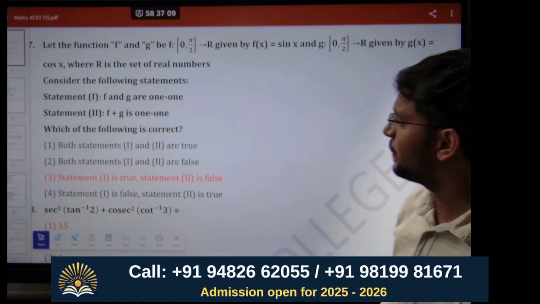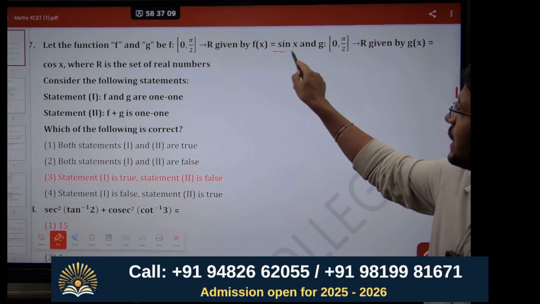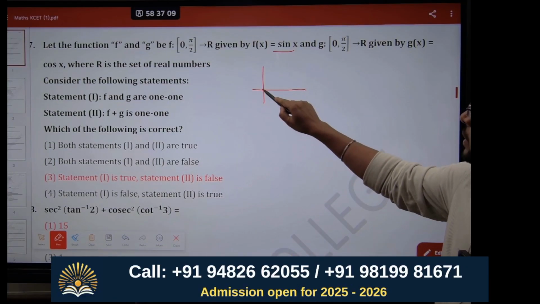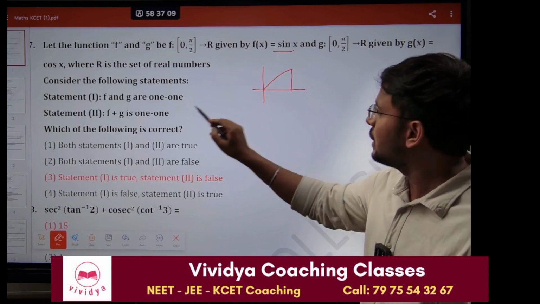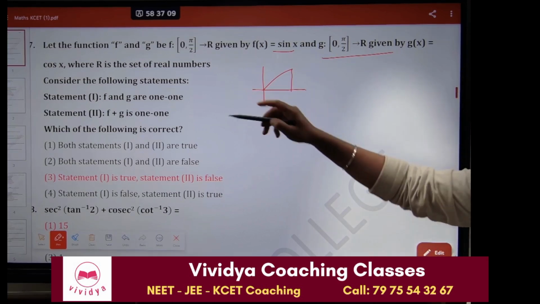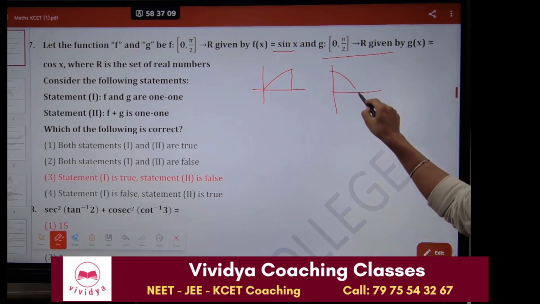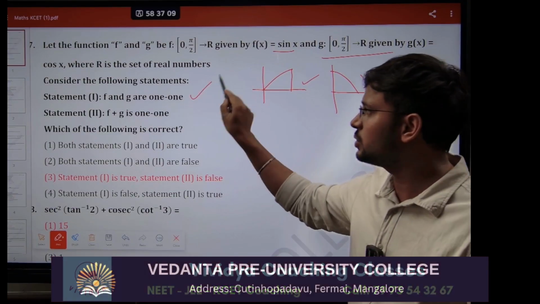Okay, again you see, this is a very basic question. In 0 to pi by 2, sin x, I know that sin x in 0 to pi by 2 is one-one function. Yes, true. G is also in 0 to pi by 2. What is G? The cos x function. So this is the cos x function in 0 to pi by 2. Again, this is one-one. So statement 1 is true.